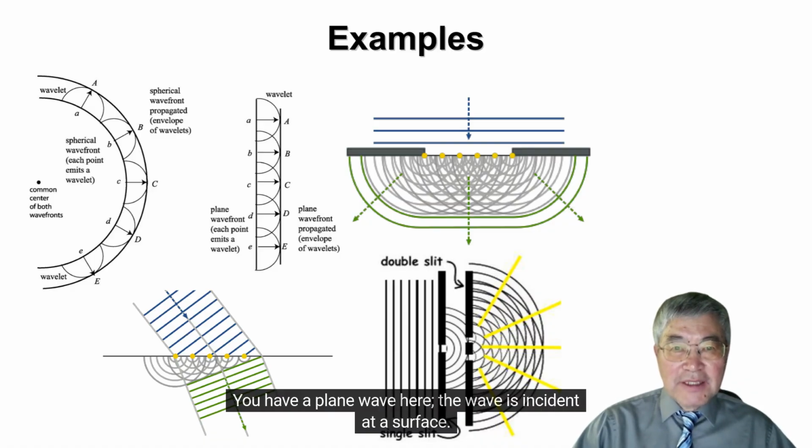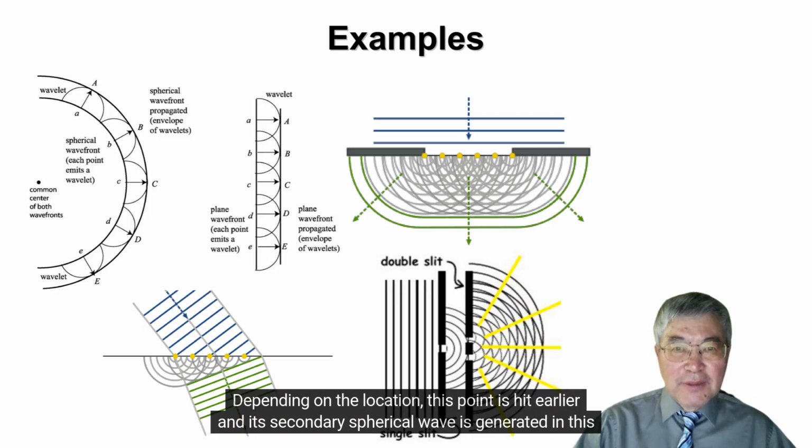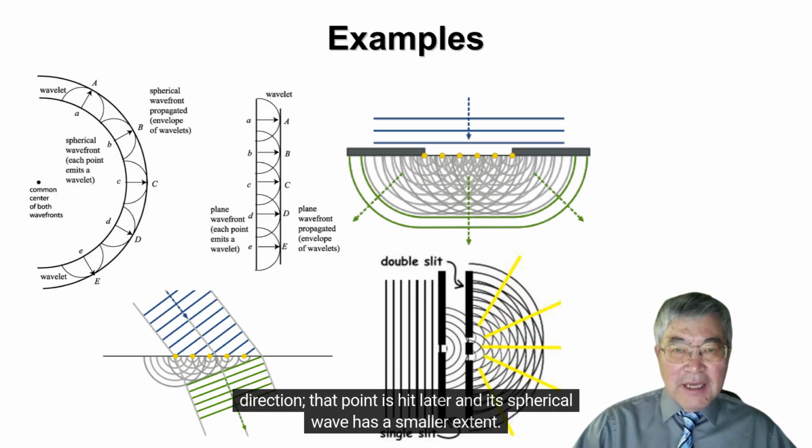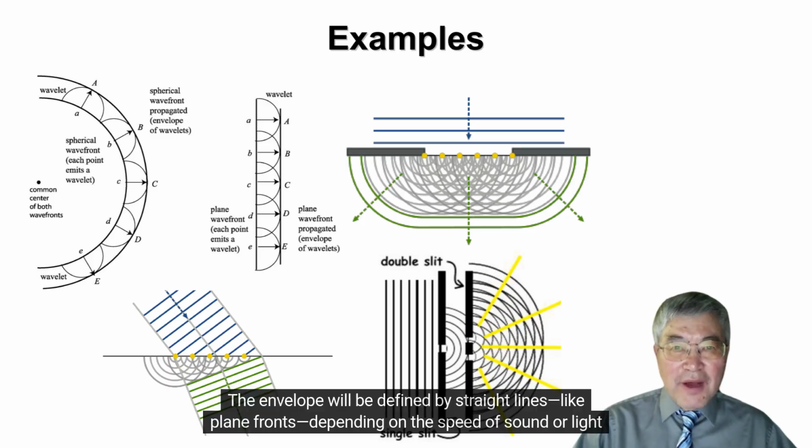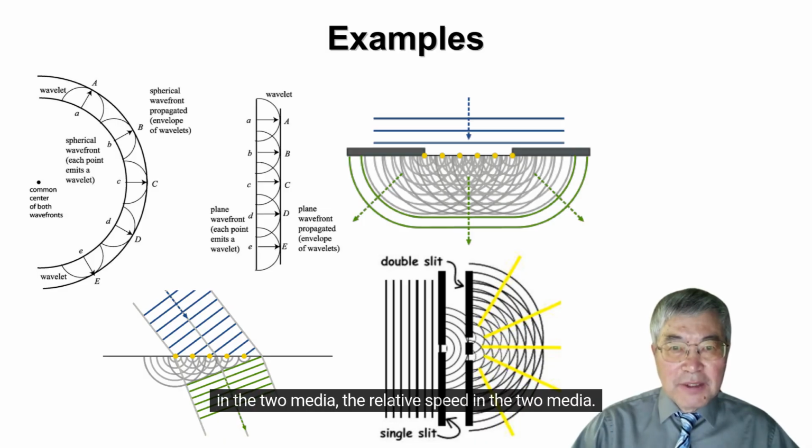The wave is incident at a surface. At the surface, you again treat it with Huygens' sources. Depending on the location, this point is hit earlier, and its secondary spherical wave is generated in this direction. That point is hit later, and its spherical wave has a smaller extent. The envelope will be defined by straight lines, like plane fronts, depending on the speed of sound or light in the two media, the relative speed in the two media.